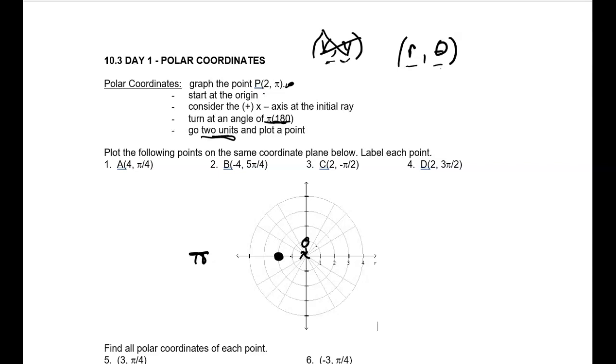So pretty simple. First 4, just a little practice, making sure that we understood that. If I ask you to plot point A, that's your r, that's how many steps you will take. Pi over 4 is the angle at which you will take those steps. So we would obviously know this is pi over 4. We're going to go out to the 1, 2, 3, 4th circle, our 4th radius. That's going to be the point A.